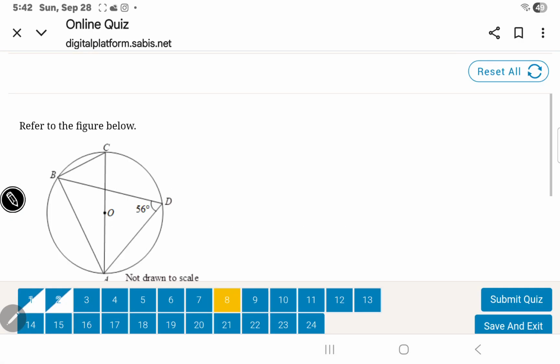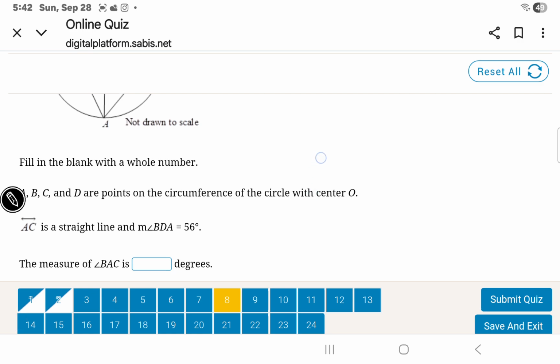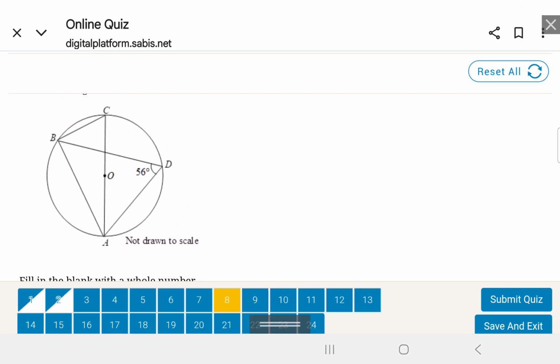Number 8 now. Here you have to find the measure of angle BAC. BAC means this angle here. First step, this angle is an inscribed angle, 56. This is at circumference and this is at circumference. They share the same arc, so they are equal. And then this angle is 90 degrees.